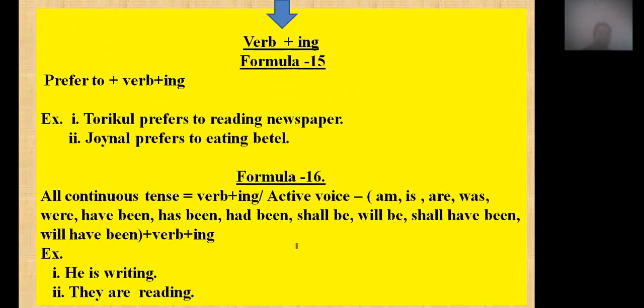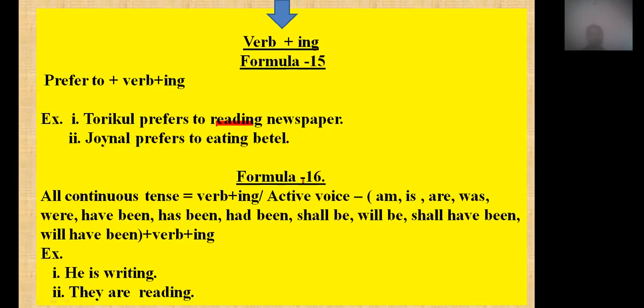Verb in ing form, or V5. Okay, when the verb in ing form or V5 will be used: after prefer to. Whenever you see prefer to, then the verb will be in ing form. Look, Tarikul prefers to reading newspaper. Here, after prefers to, you see the verb read has taken the ing form. Tarikul prefers to reading newspaper.